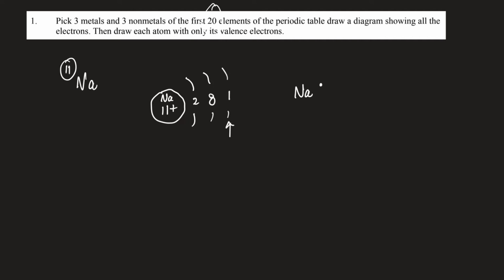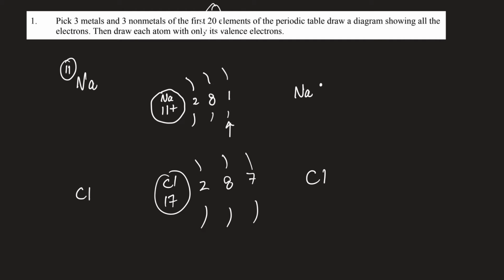A non-metal might be something like chlorine. Chlorine on the chart is number 17. So it has 2 and then 8. That's 10, so it needs 7 more. So that's showing all the electrons. To show the valence electrons, you'd write chlorine, and then you want to put 7, because that's the last one. 7 on the outside. So 1, 2, 3, 4, 5, 6, 7. So there's chlorine.